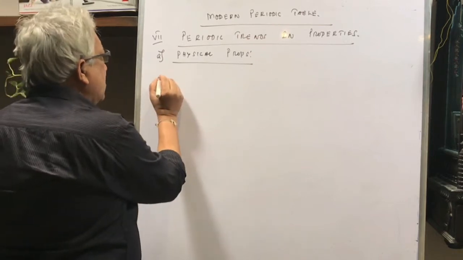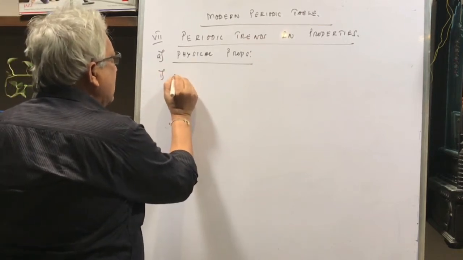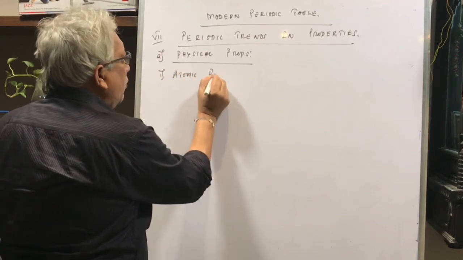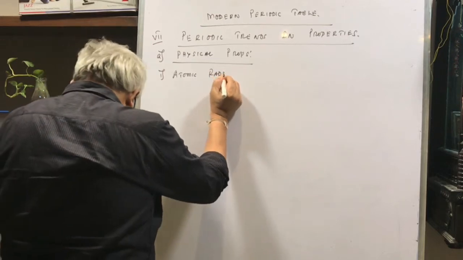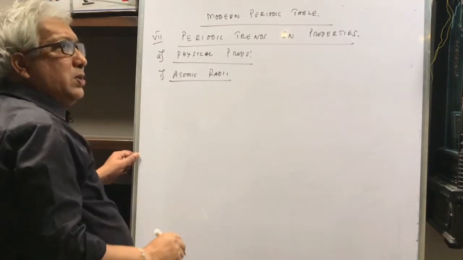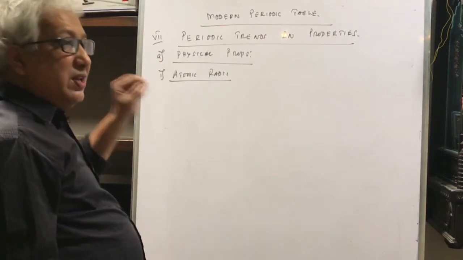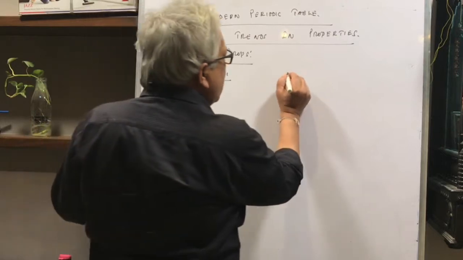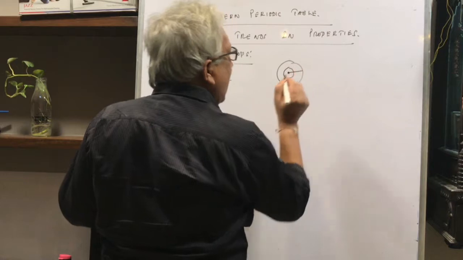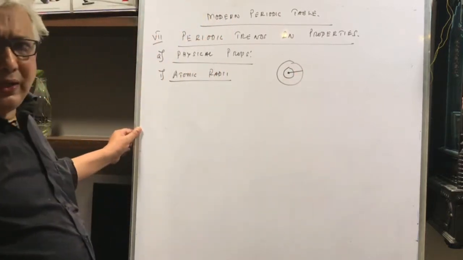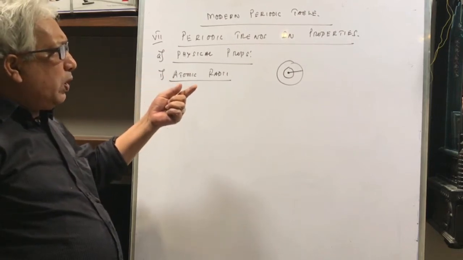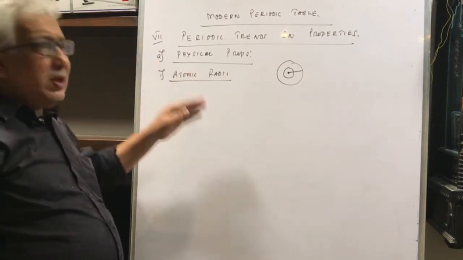So in this, the first and foremost thing that I will talk about is atomic radii. Radius is singular, radii is plural. Now what is the atomic radius of an atom? It is the distance between the center of nucleus and the outermost electronic shell of an atom. All right.